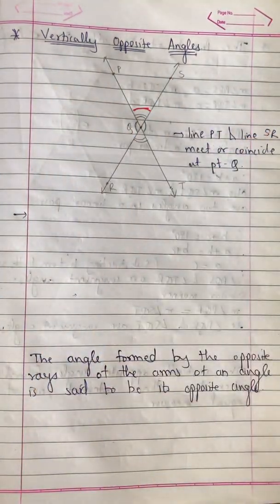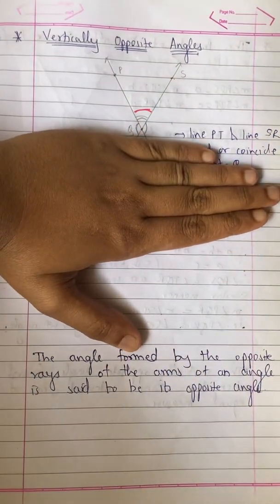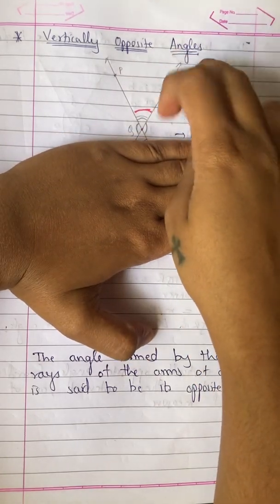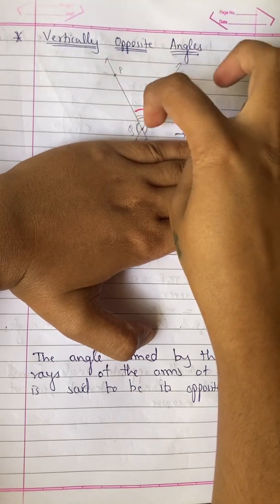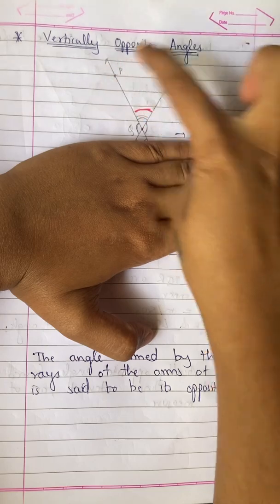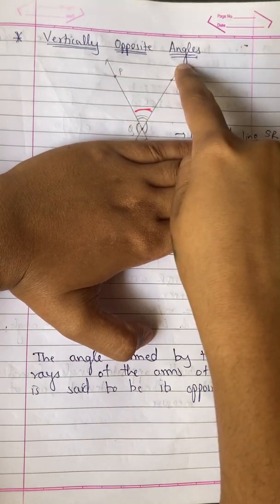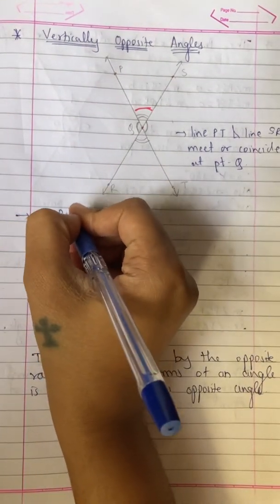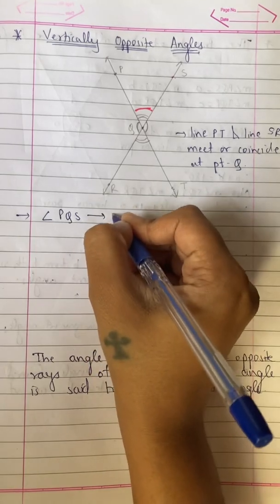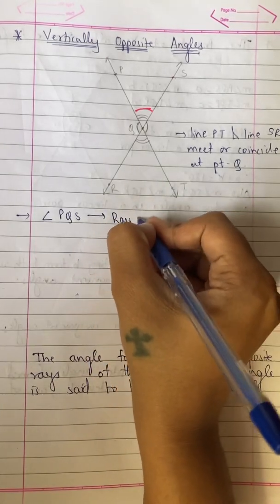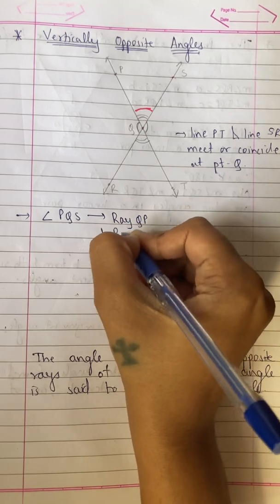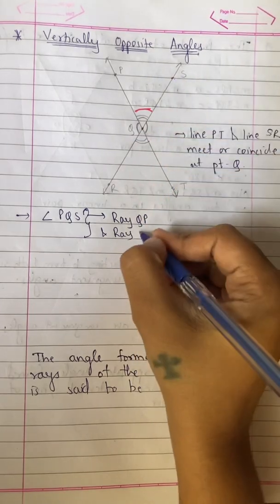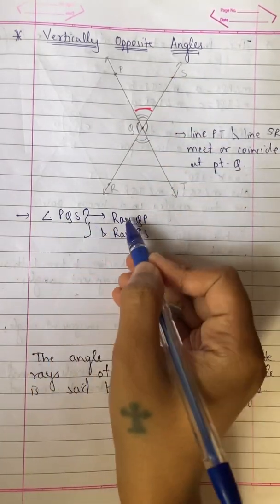Then it is formed by which two rays? To find out that, we'll block the other side of the angle. So now this angle is visible. Can you see and tell me this angle is formed by which two arms? Which are the names of the arms? One arm is ray QP and the other arm is ray QS, right? So let us write down that. Angle PQS is formed by ray QP and ray QS. Okay, this angle is formed by these two rays.